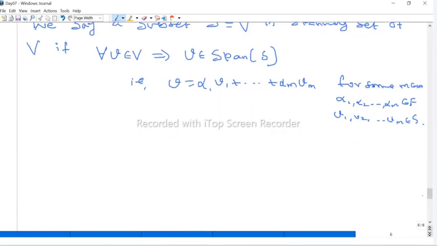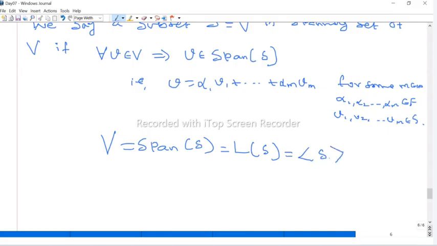So that's it. That means, actually, we can say V should be equal to the span of the set S, otherwise written V equal to L of S. We can use any notation. So this happens if and only if S is a spanning set of V.